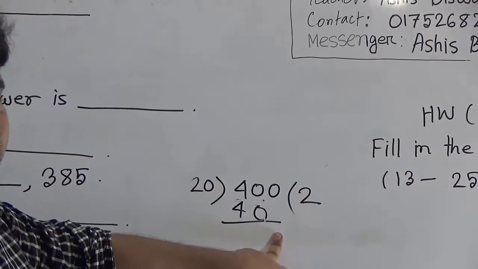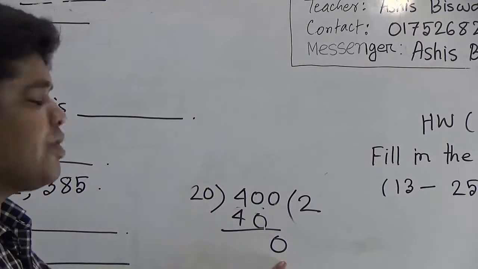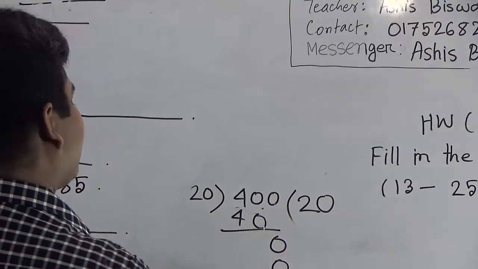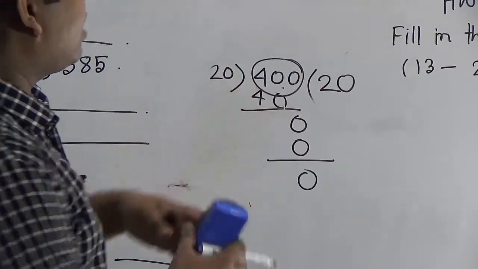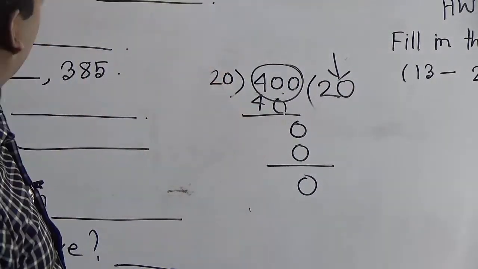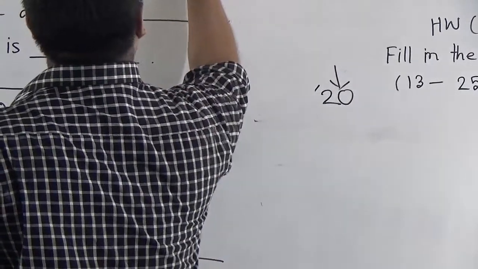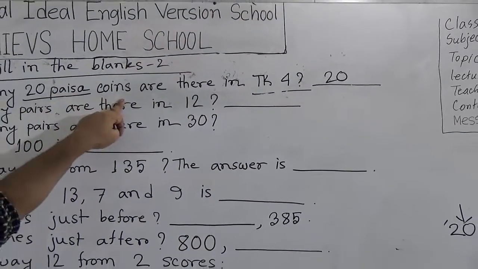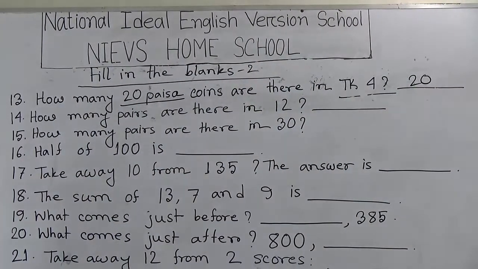We need not write here 0. As 0 is left, we write here 0. In 0, 20 goes in how many times? 0 times. That means 0 20s are 0. If we subtract, then we get 0. So in 400 paisa there are 20 paisa in 4 Taka. I hope you have understood. So the answer will be 20. That means there are 20 paisa coins in Taka 4. I hope you understood question number 13.